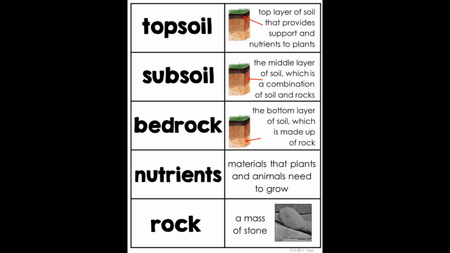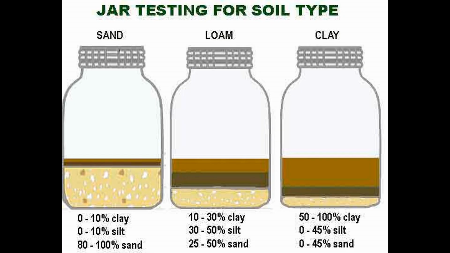Let's go into a little more detail on the different layers of a soil profile. Again, the topsoil is the top layer of soil that provides support and nutrients to plants. Then you have the subsoil, which is the middle layer of soil, a combination of soil and rocks. Then you have the bedrock, which is the bottom layer, made up of rocks. Then you have nutrients, which are very important, and they are materials that plants and animals need to grow. And you have rock, which is a mass of stone. So those are the different layers and importance of a soil profile.